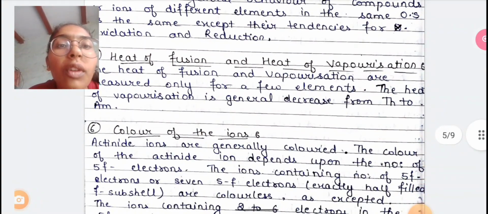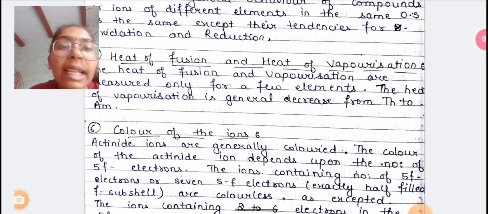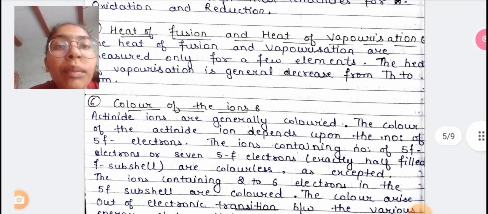Sixth one is the color of ions. Actinide ions are generally colored. The color of actinides depends upon the number of 5f electrons. The ions containing no 5f electron or 7 5f electrons, exactly half-filled, are colorless. The ions containing 2 to 6 electrons in the 5f subshell are colored.